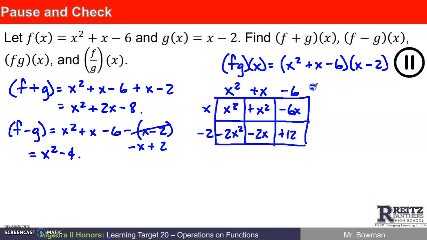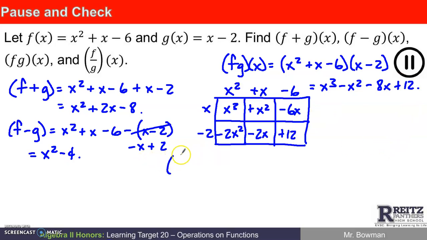So what we're going to get here for f times g is x cubed. X squared minus 2x squared is negative x squared. Negative 6x minus 2x is negative 8x. And plus 12.